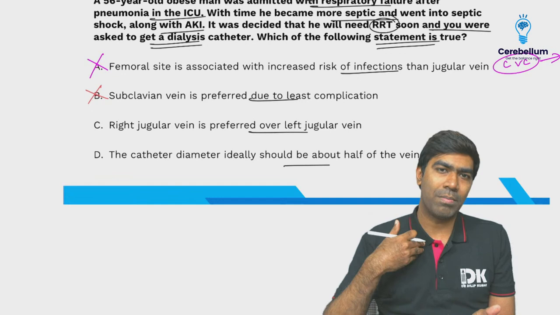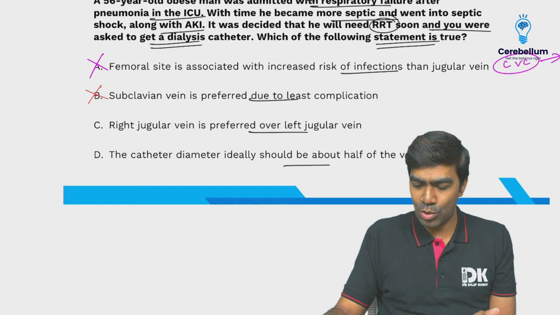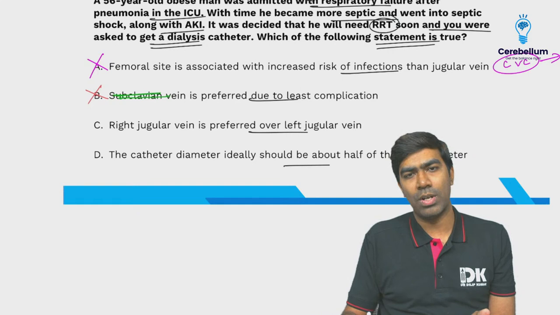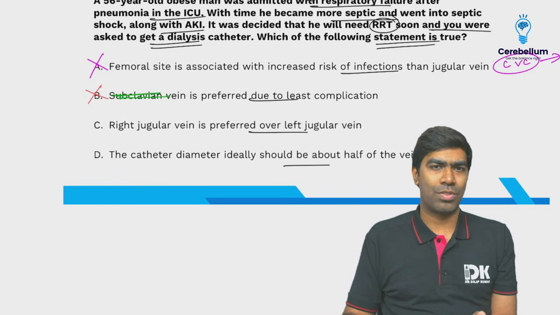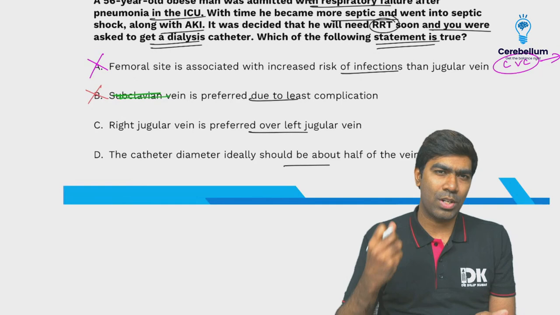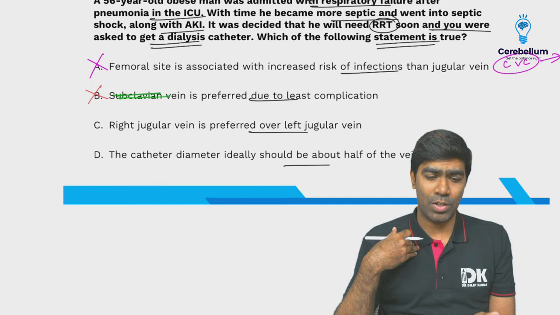And another reason, usually nephrologists hate subclavian. If you go to the nephrology ward and you're going to cannulate the subclavian vein, they're going to be very, very angry with you. So they're not going to allow you. The reason for that is subclavian vein is prone to stenosis compared to the jugular vein. Even if the jugular vein goes for stenosis, it's not a problem. But if subclavian vein goes for stenosis, the future AV fistula production will be compromised.